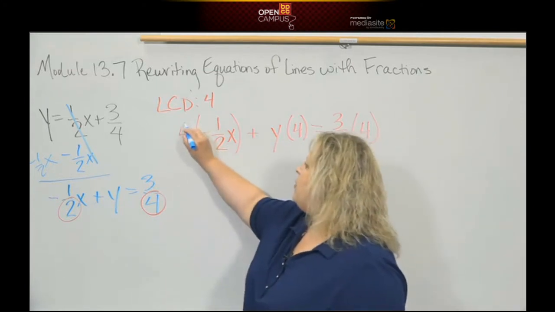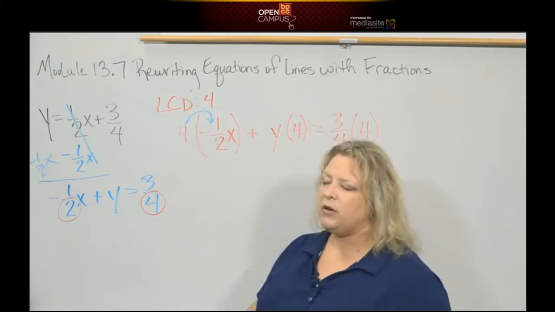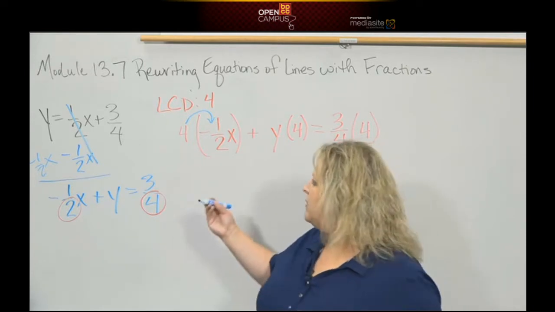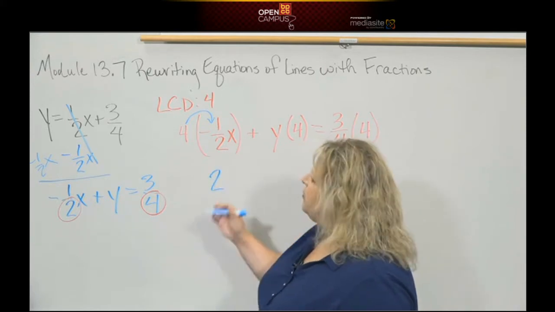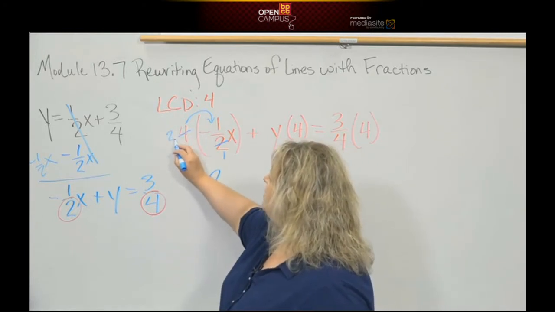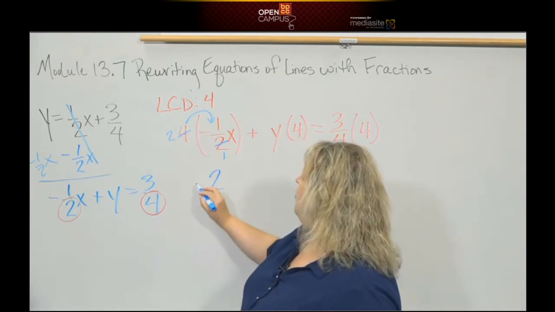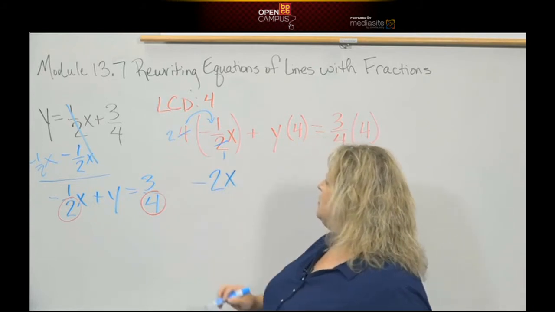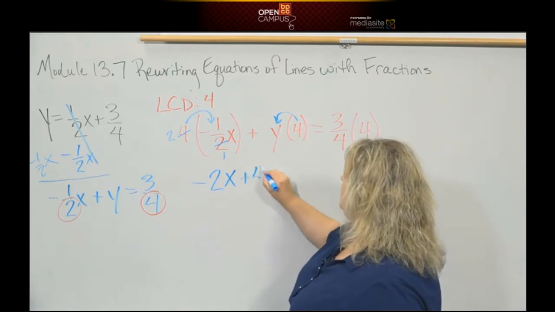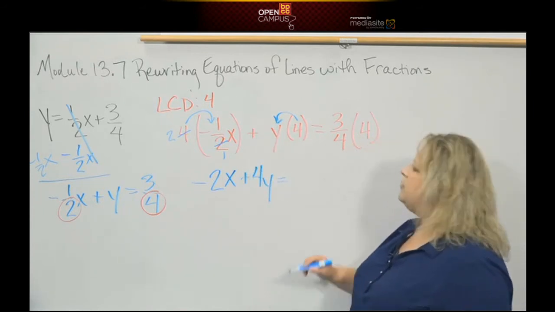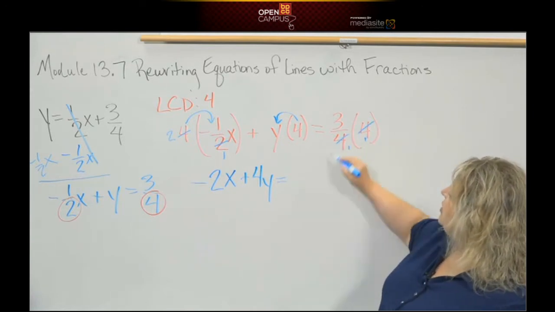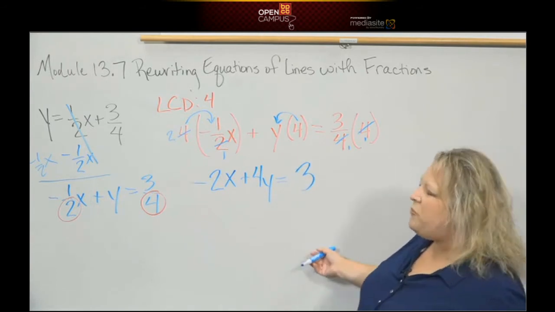So when I do 4 times this fraction, 4 times 1/2, what is half of 4? That's right, it's a 2, okay? So if you want to reduce first, 2 goes into 2 once, and 2 goes into 4 twice, so that's 2 times negative 1 is negative 2x, okay? Then I have 4 times y, so that is 4y, is equal to, over here again, if I want to reduce first, those become 1s, so I'm just left with a 3. So see, that really wasn't that bad.